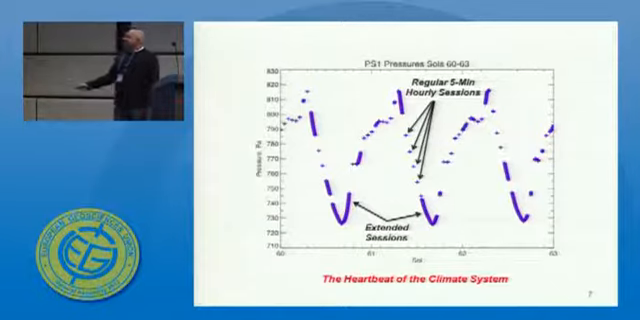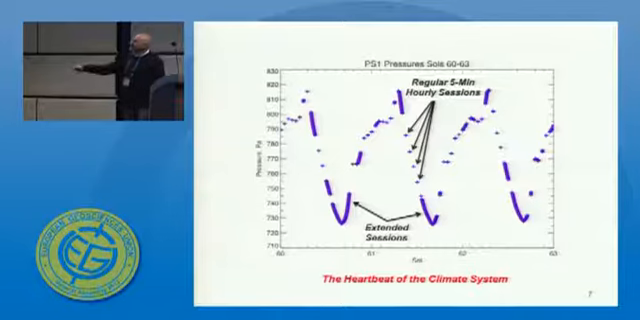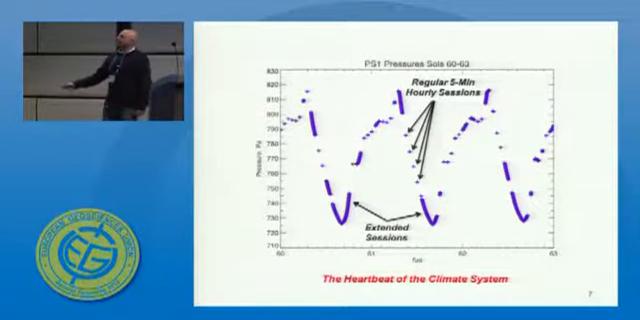This is something that Bob has called the heartbeat of the climate system. We see that there is a kind of a heart beating, and this is from Sol 60 to Sol 63. So in these 3 sols, we have the increase and decrease of the pressure with time.